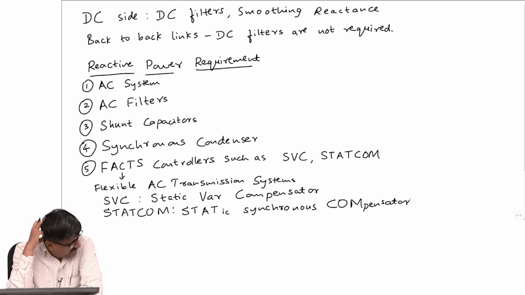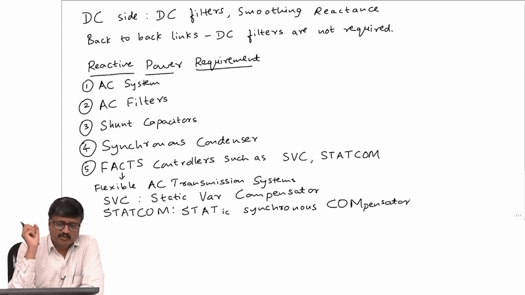Now, there is one major difference between the last two sources and the third one. Of course, the first two are anyhow there. Now, 3, 4 and 5 are additions. What is the major difference between 3 and the other two, 4 and 5?